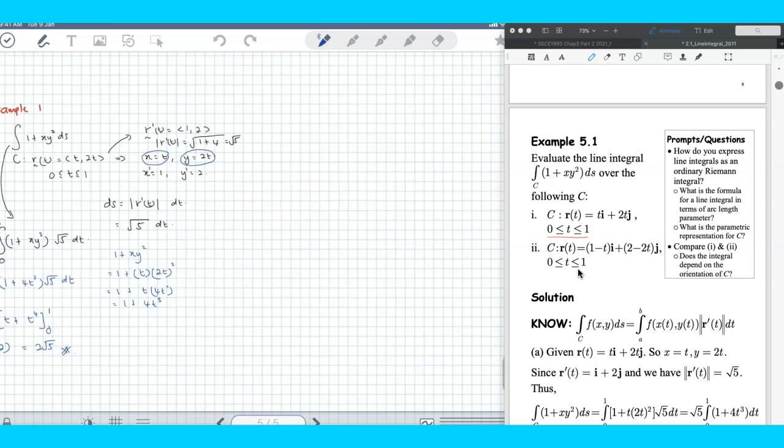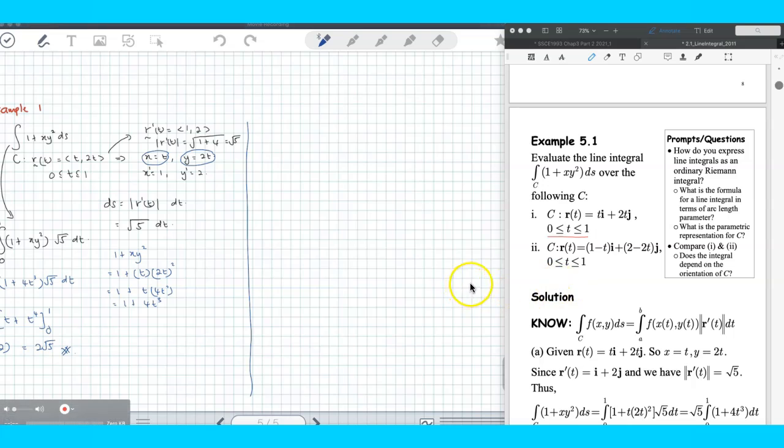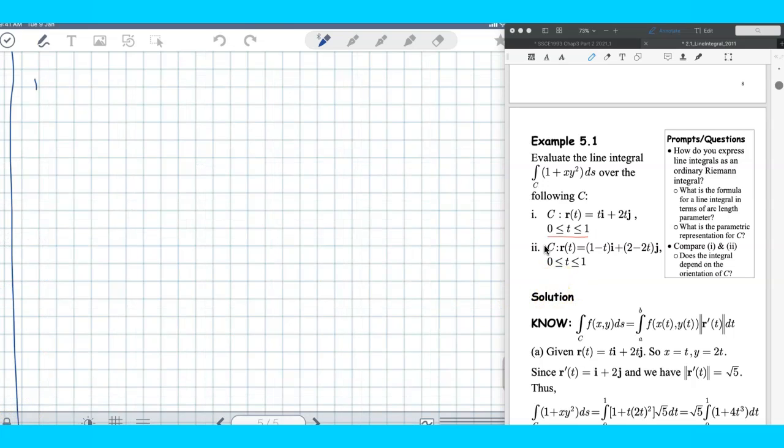So look at the second one. Okay, for the second one, we have the same line integral, the same integrand, xy squared ds. Now the difference is C, where your C is given by the vector function 1 minus t and 2 minus 2t. That's it. And also the limit of t is provided, 0 to 1.